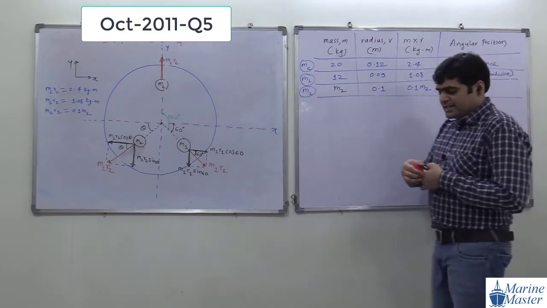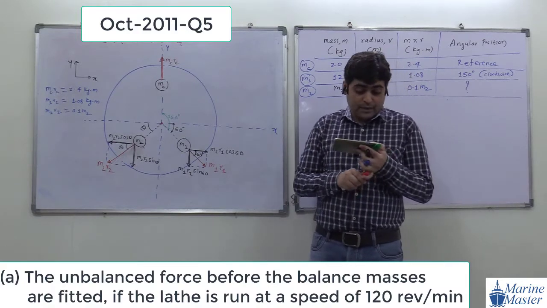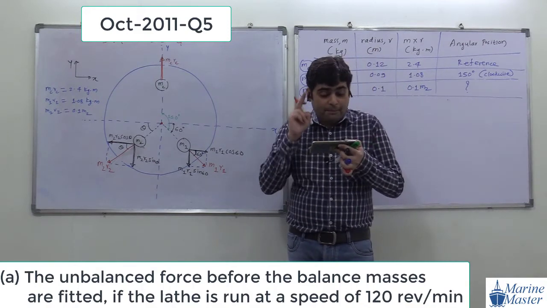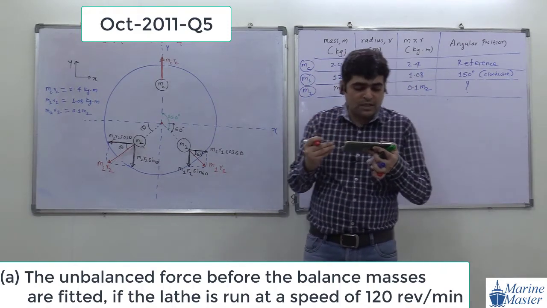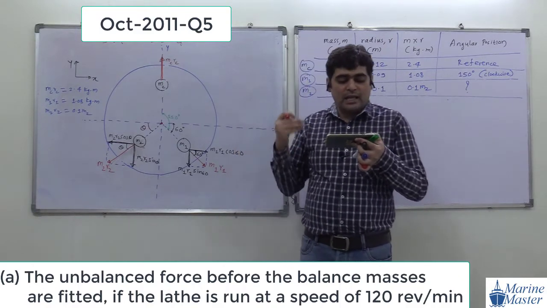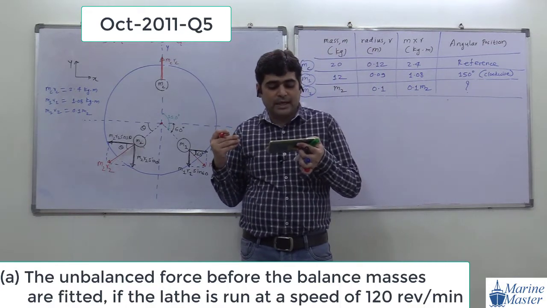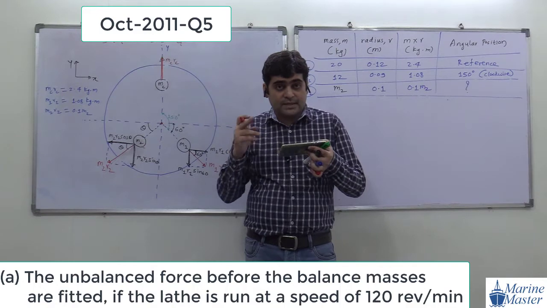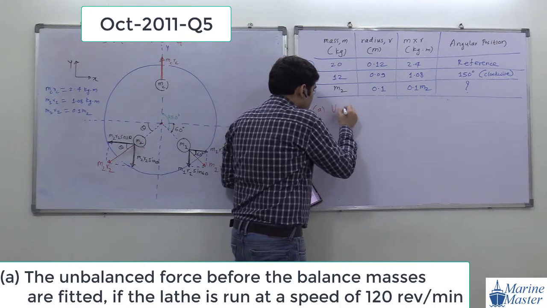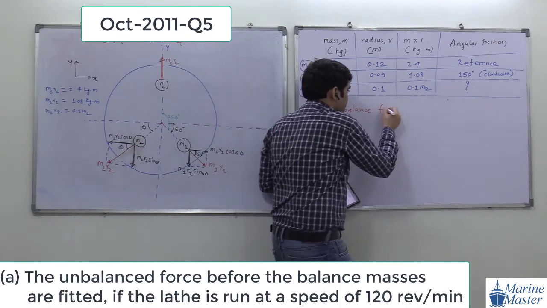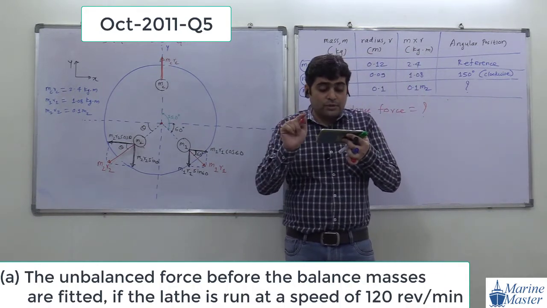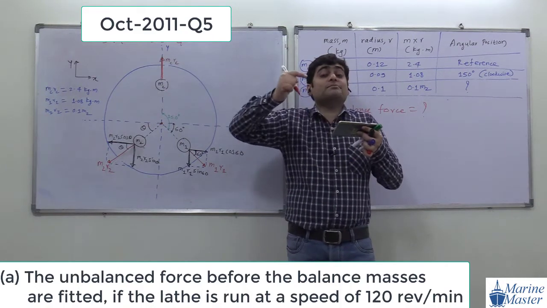Okay. Now, what is our target in A part? Read the A part carefully. We have to find out the unbalanced force. See the wording. We have to find out the unbalanced force before the balanced masses are fitted. If the lathe is run at, see the scenario. Unbalanced force means out of balance force or unbalanced force, before the balanced masses are fitted.